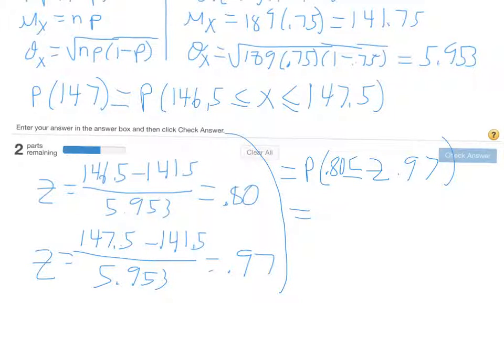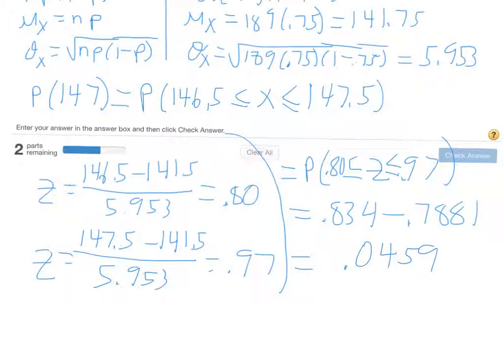So you need to look each of these up. Well, I just looked them up in the table here. I looked up 0.97, and it was 0.8340, minus, and I looked up 0.80 in the table. It's 0.7881. Again, 0.80 in the table was this value, and 0.97 was that value. Oops, that should be less than or equal to. And so you subtract those two values, and I get 0.0459. Hope this helps.